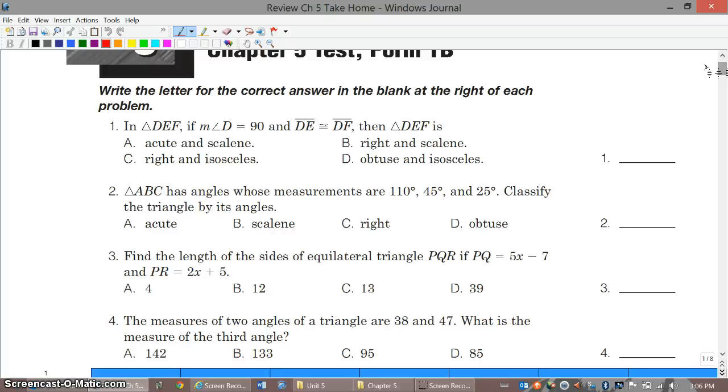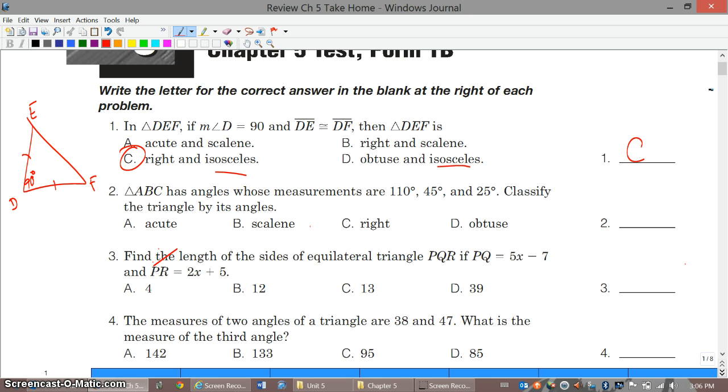In triangle DEF, if the measure of angle D is 90, so I'm going to draw this triangle. DEF, measure of angle D is 90 degrees. DE is congruent to DF. Okay, so it's an isosceles triangle. Is it an acute scalene? No, it's got two sides congruent. It's an isosceles, and it has one of those 90-degree angles. So it's a right isosceles.